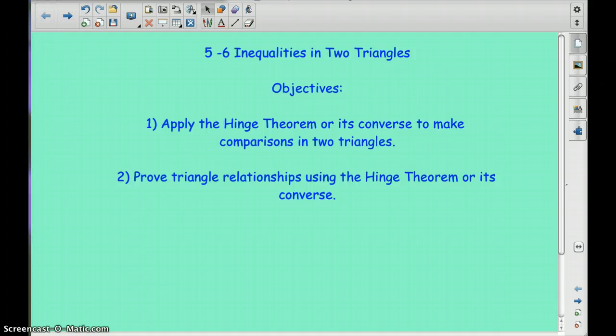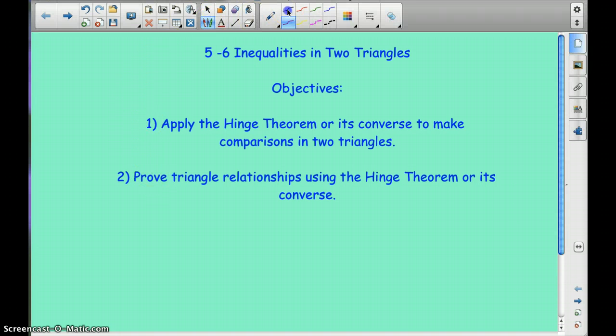We are going to start 5.6, inequalities in 2 triangles. You're going to be able to apply the Hinge theorem, which we're going to learn, or its converse, which we're also going to learn, to make comparisons in 2 triangles. And then in class we're going to head back to proofs and prove triangle relationships using the Hinge theorem or its converse.